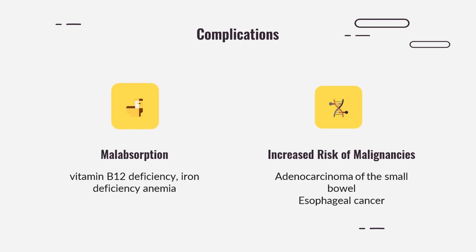The other main complication is the increased risk of malignancies. Patients will have a moderate risk of getting enteropathy associated T-cell lymphoma. They might get adenocarcinoma of the small bowel and esophageal cancer. This especially happens in patients who do not follow the gluten-free diet and remain untreated and do not follow up with the caregiver, the physician. Thus, their condition will deteriorate and they might develop some malignancies.